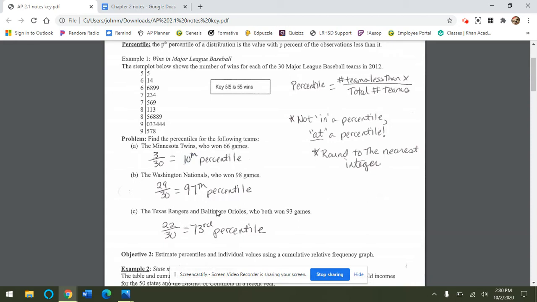Both the Texas Rangers and the Baltimore Orioles won 93 games. So when that happens, if there's two, you pick the left one. They're the same number, so it's not smaller. Smaller was the wrong word. But you want to pick the one that's lower on the writing, like when you write them in order. You don't want to pick the higher one when you write them in order. You want to pick the leftmost one, okay? So there are 22 teams lower than this one, which means that they're 22 divided by 30. They're at the 73rd percentile.